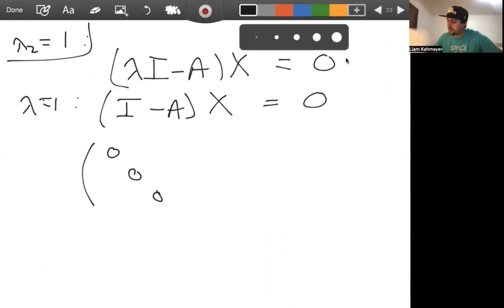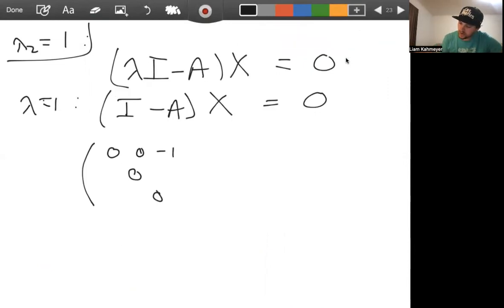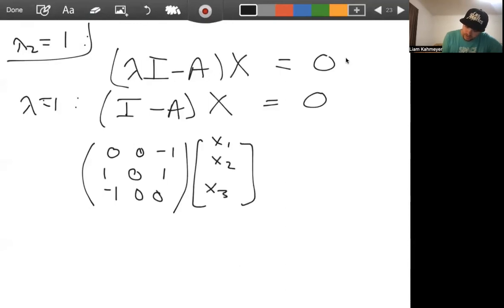That should be, let me go back here. That should be the matrix with rows 0, -1, 1 and 1, -1, 0, times x1, x2, x3 is equal to 0, 0, 0. That gives us the following system.